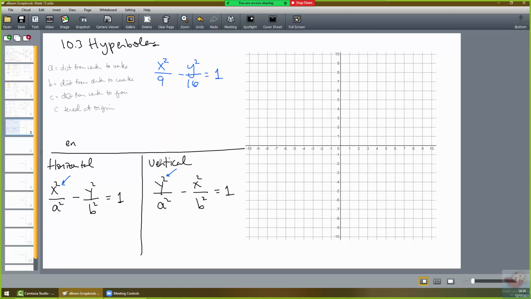Oh, there was one thing I forgot to tell you, and that was for a hyperbola, c squared equals a squared plus b squared. We do need that.